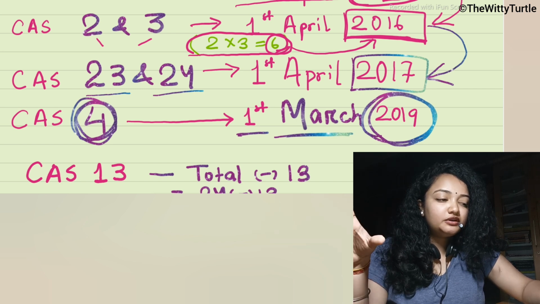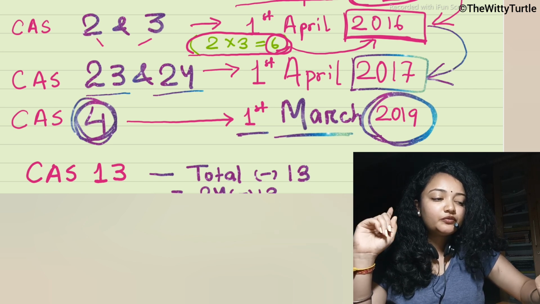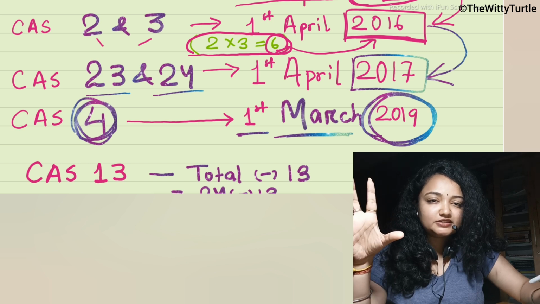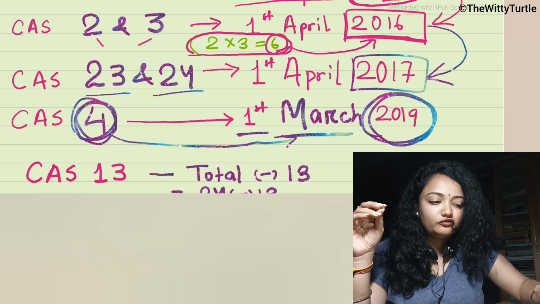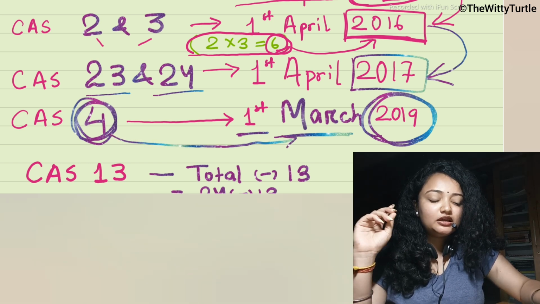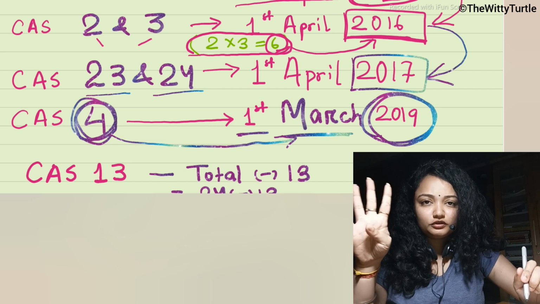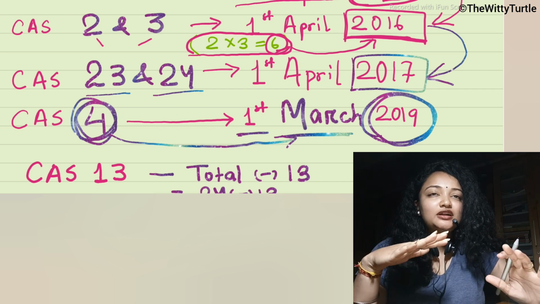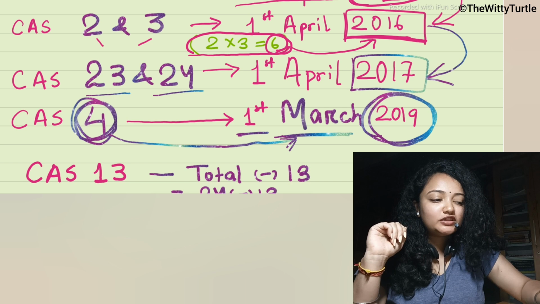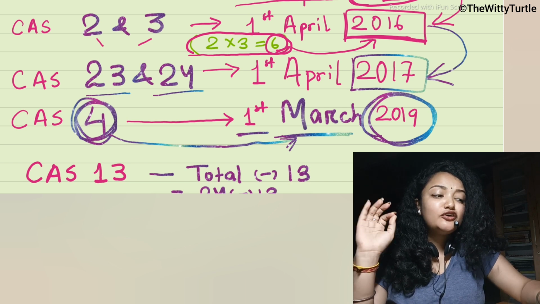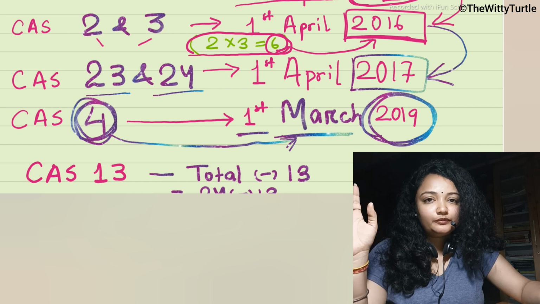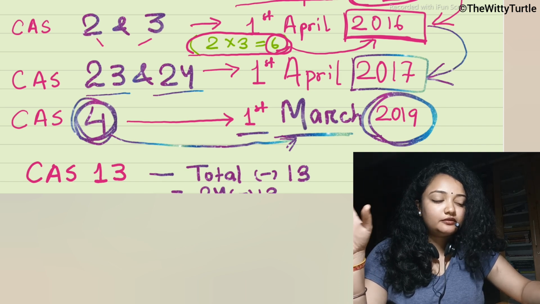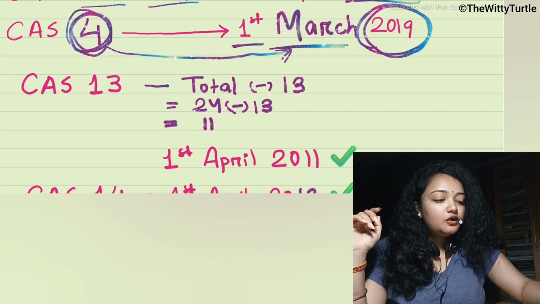Now how will you remember that only this number is different, has a different month, has a month of March? How will you remember that? So my date of birth is 4 and I am very unique. I am different from everybody. So that's how you're going to remember it. CAS 4 का जो effective date है, that is 1st March 2019. 1st March 2019, right? Okay.